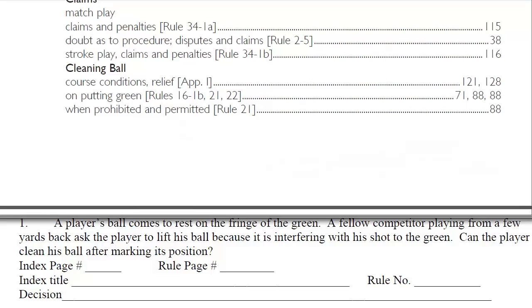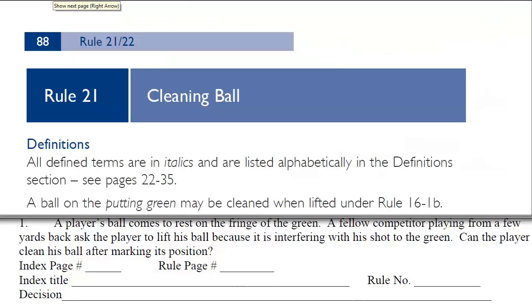All right, cleaning ball. So I'm going to mark that, and what, not really on course conditions, but how about on prohibited and permitted, when it's prohibited and permitted, Rule 21, page 88. So it's the same, it navigates you to the exact same spot in the rule booklet. So there's a lot of cross references back here. Knowing these keywords can help you navigate the book.